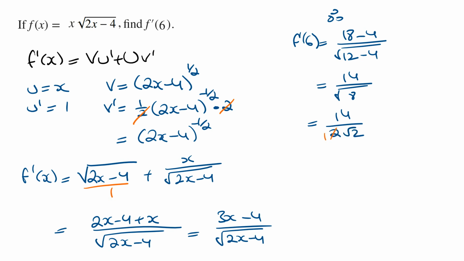This will become 1, this will become a 7, and so this is going to equal 7 on root 2. And if we multiply this by root 2 over root 2, then we're going to get f dash of 6 is equal to 7 times root 2 over 2. And that's it for this question.